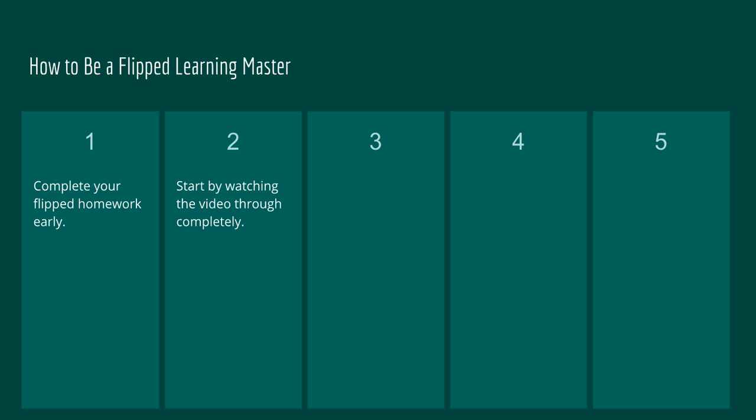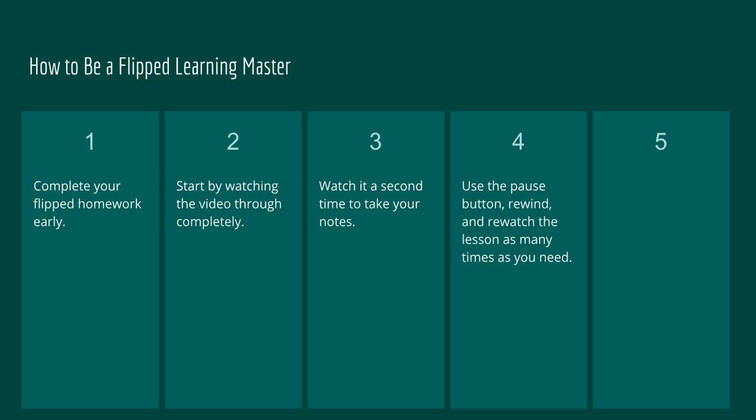Start your flipped lesson by watching the video through one time without doing anything but watching. Watch it a second time and take your notes the second time when you know what to expect, so you know where you need to pause and you know what's going on. Use the pause button, the rewind, and the rewatch options as many times as you need. So if you didn't hear it the first time it went through the slide while you were trying to take notes, rewind, pause. If you didn't understand the concept the first time, rewatch the video over and over and over till you get it, yo.